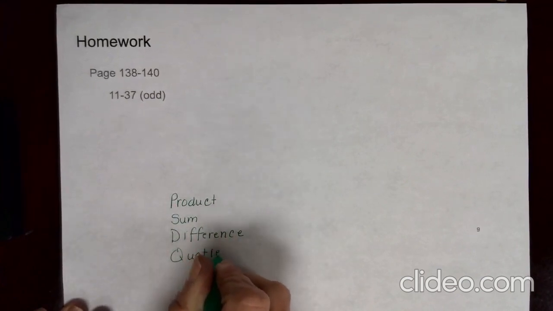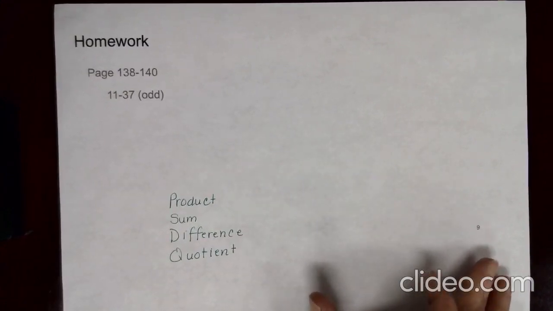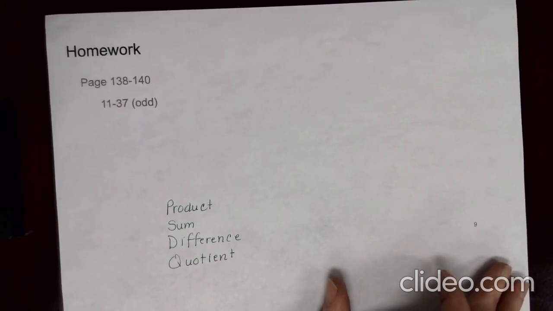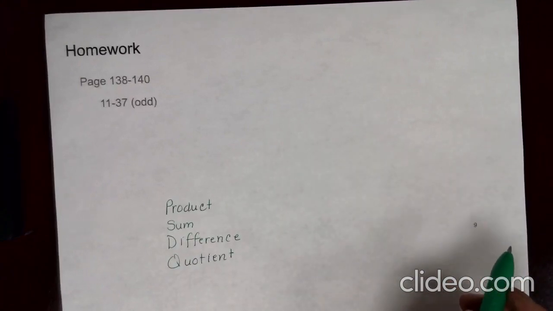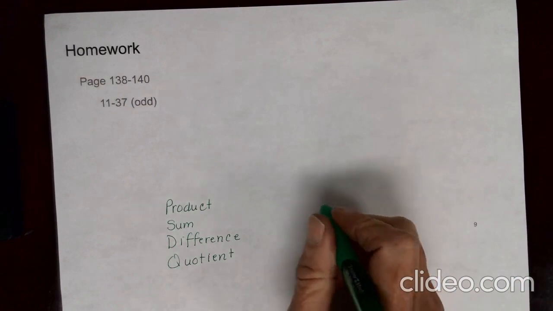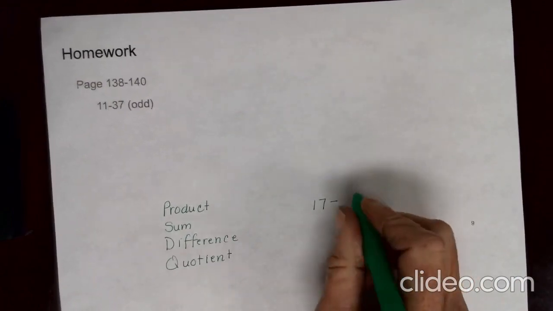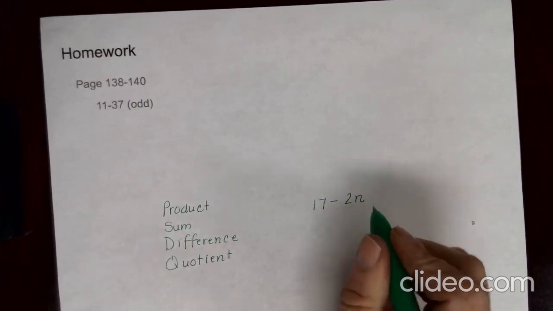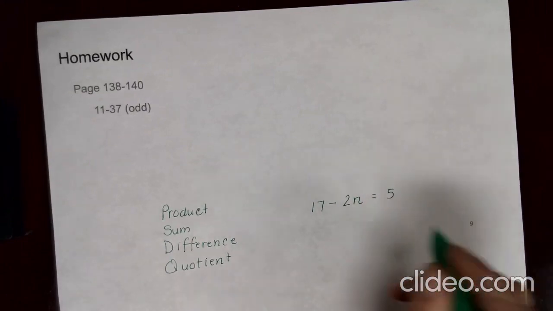So they're going to give you some words, and you're going to have to write the equation and then solve for the equation. So you might say something like, if 17 is decreased by twice the number, the result is 5. So 17 is decreased, or subtracted, by twice the number, so 2n. The result, or it's equal to 5. So I'm going to solve this.